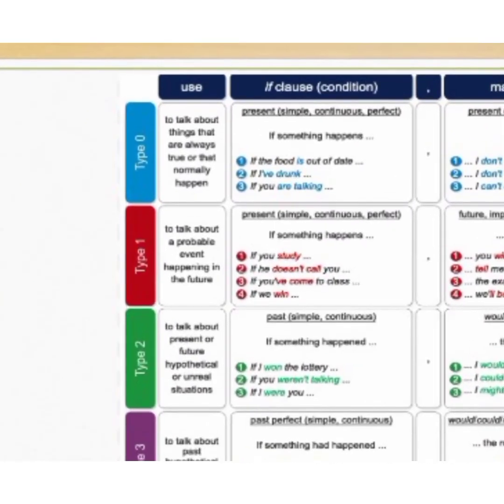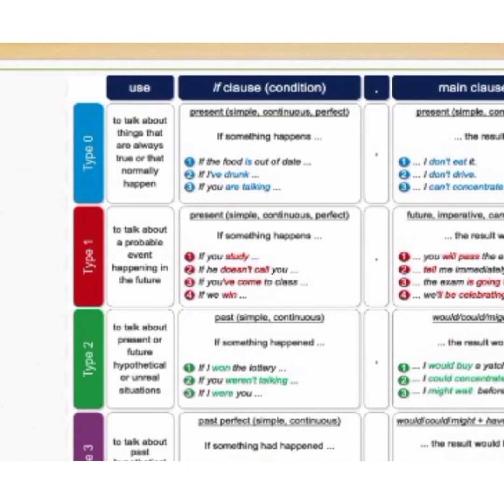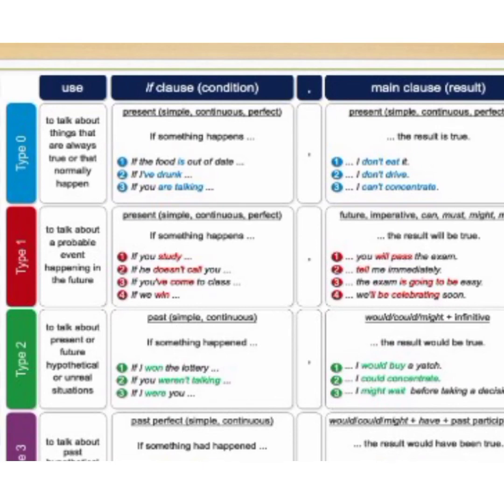So you can see here columns are given, and what will be the if clause for type 0, and the main clause when we are talking about type 0. When we are talking about type 1, you have to check which tense the if clause and the main clause are in. The if clause depends on the main clause, and you have to check the tense of each clause. Okay, so all is being explained here.